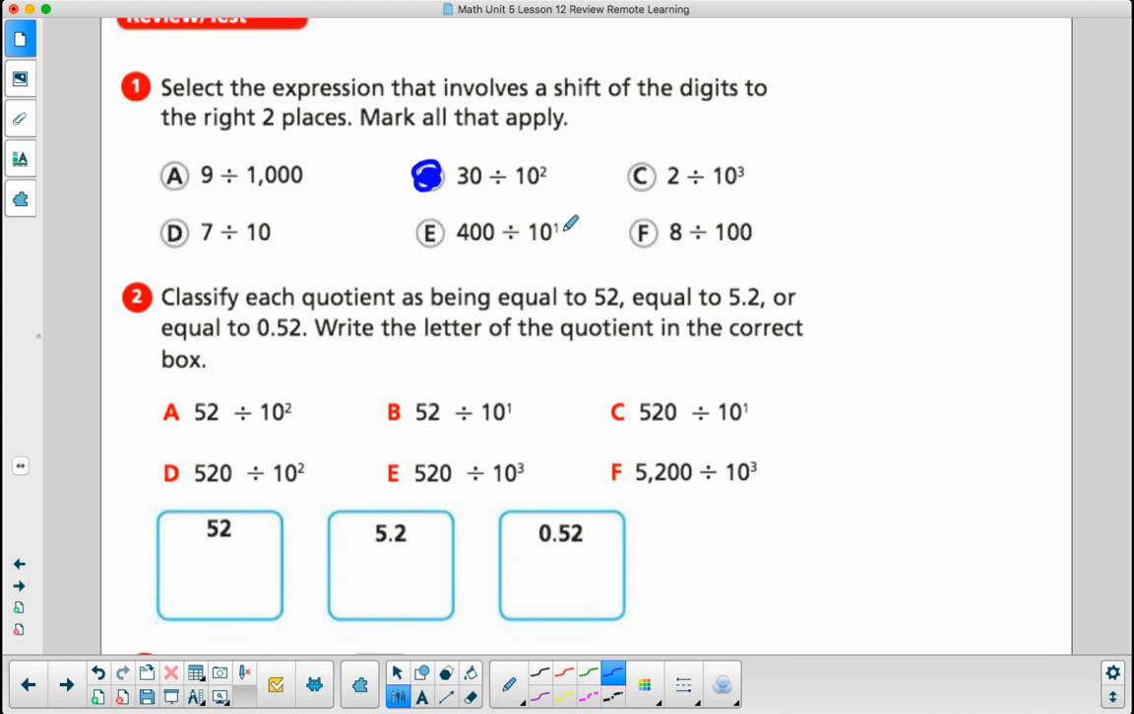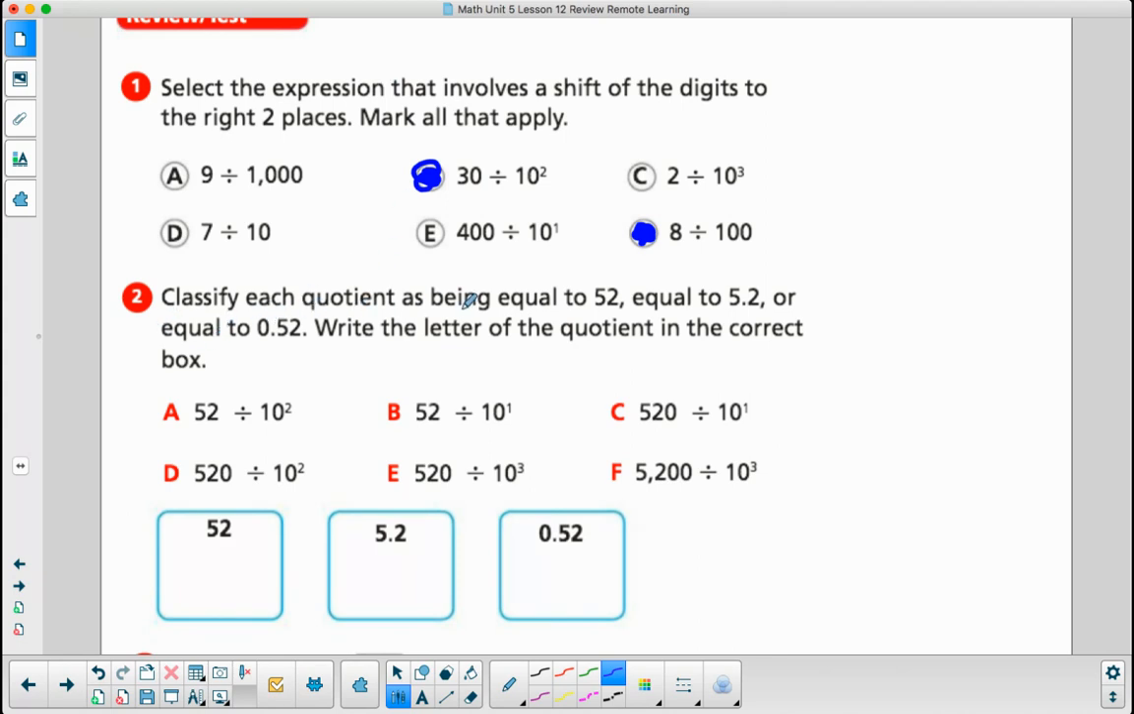400 divided by 10 to the first. 10 to the first is the same as 10. 1 tells me I'm shifting only 1 place. That would only be 40. 8 divided by 100. 100 has 2 zeros. That means I'm doing 10 multiplied by 10 or 2 place values. So F would be the other one. That was kind of a tricky question. It didn't say there would be more than one answer, did it? Select the expression. It should say expressions.